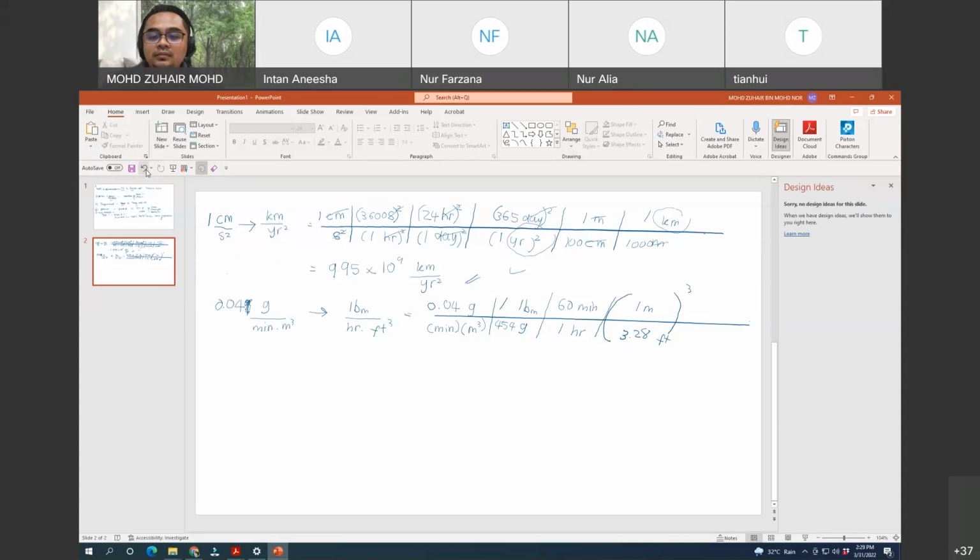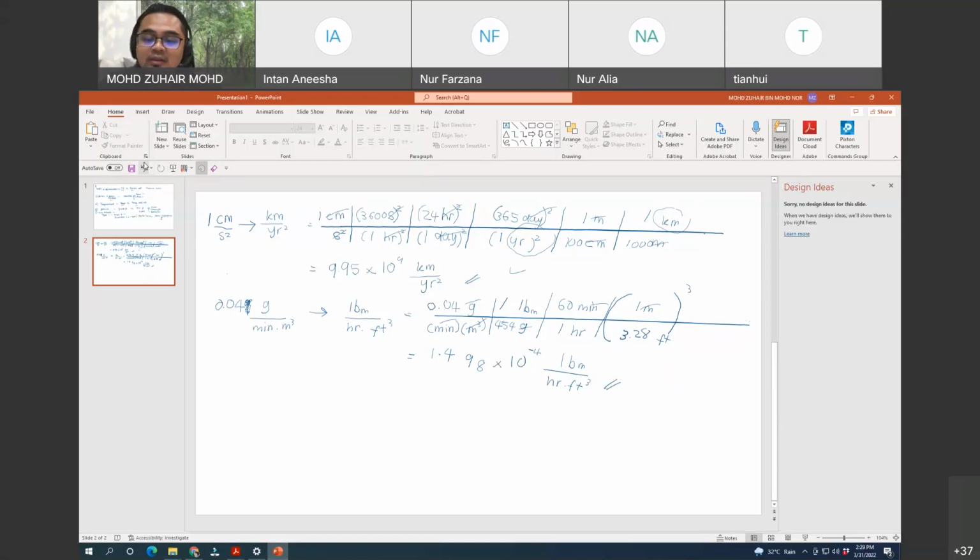Then after that we can do the cancellation: gram, minute, hour, and then meter cube. So the final answer after doing the calculation is 1.498 times 10 to the power of negative 4 pound mass over hour per feet power of 3. Okay, so this is the final answer.